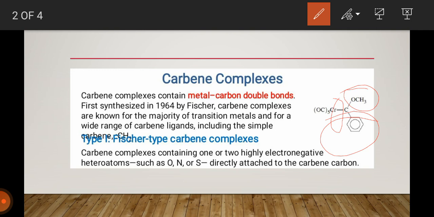A carbene complex containing one or two highly electronegative heteroatoms such as oxygen, nitrogen or sulfur directly attached to the carbene carbon is known as a Fischer carbene.